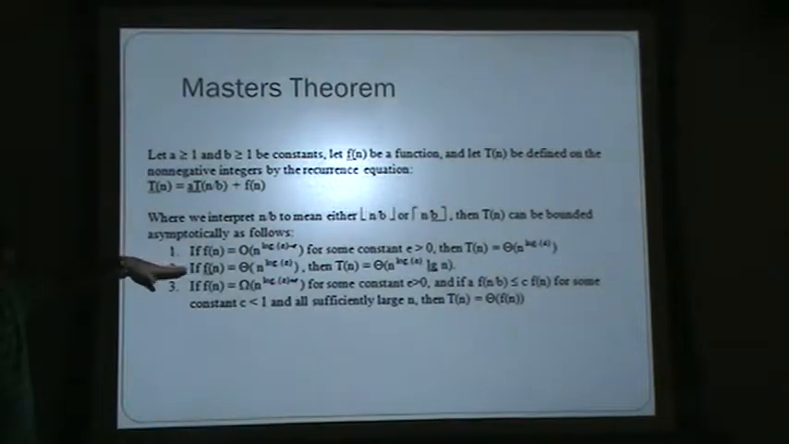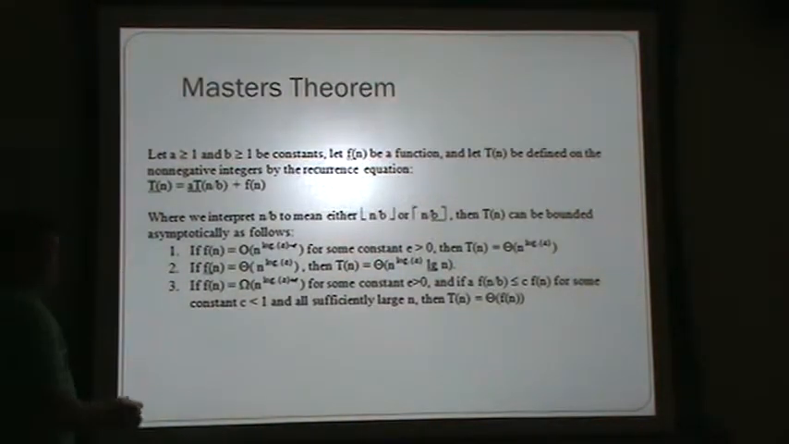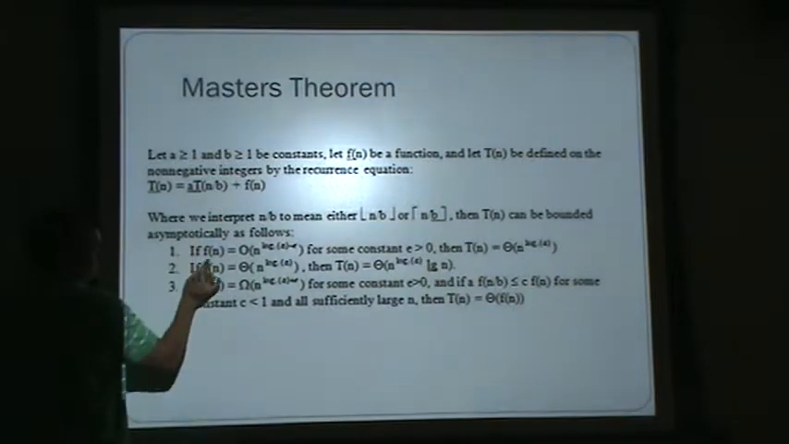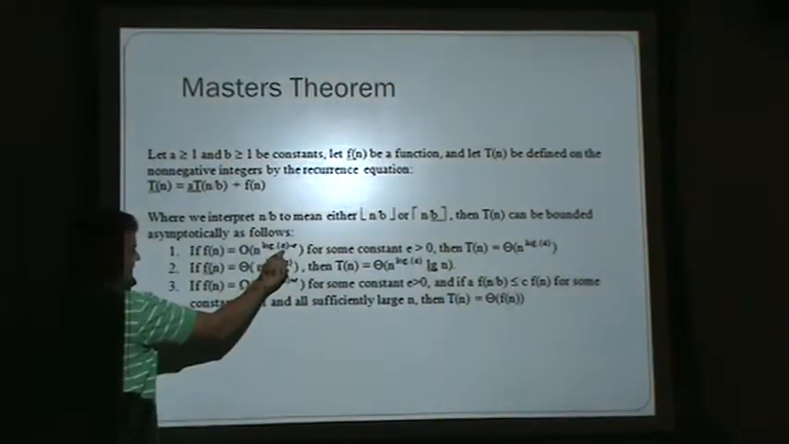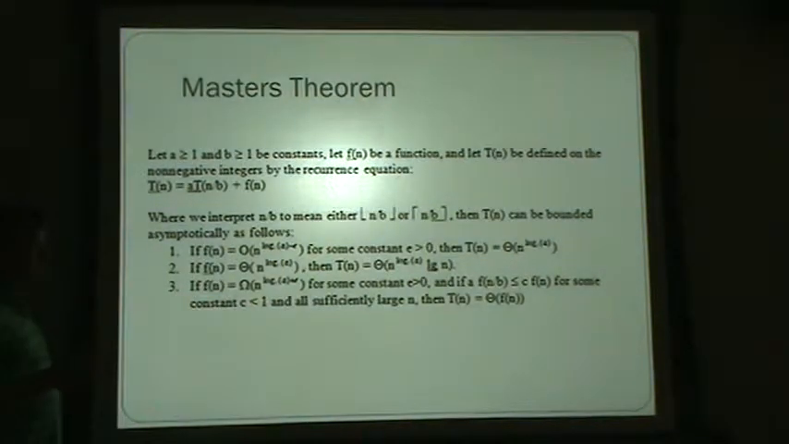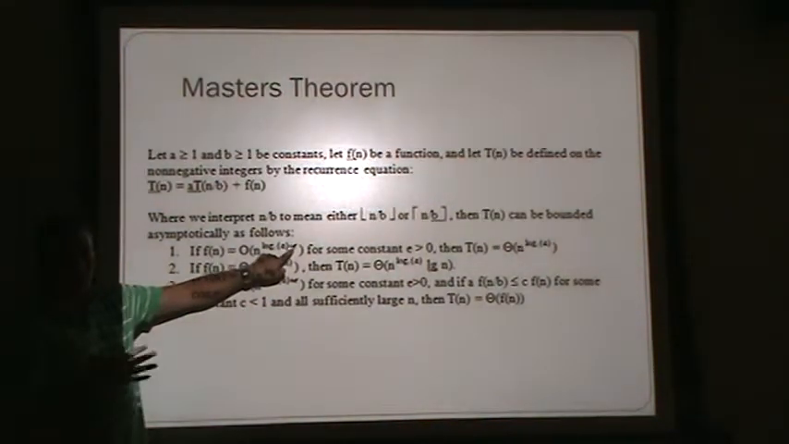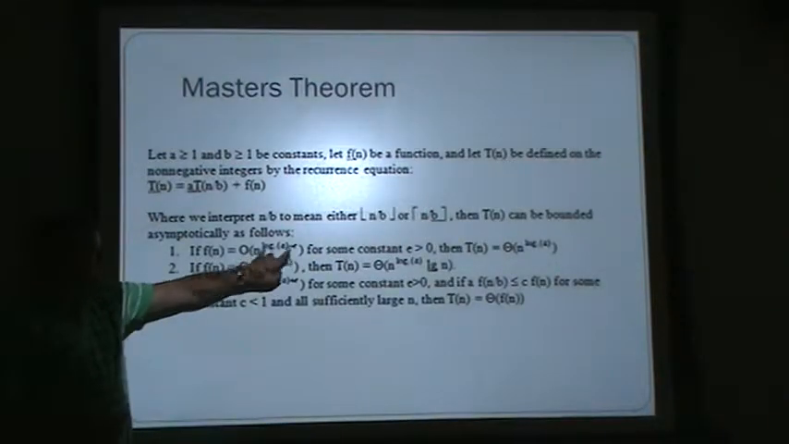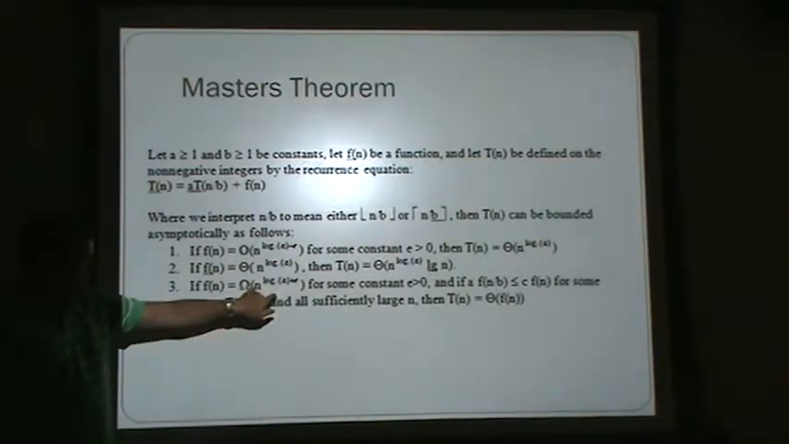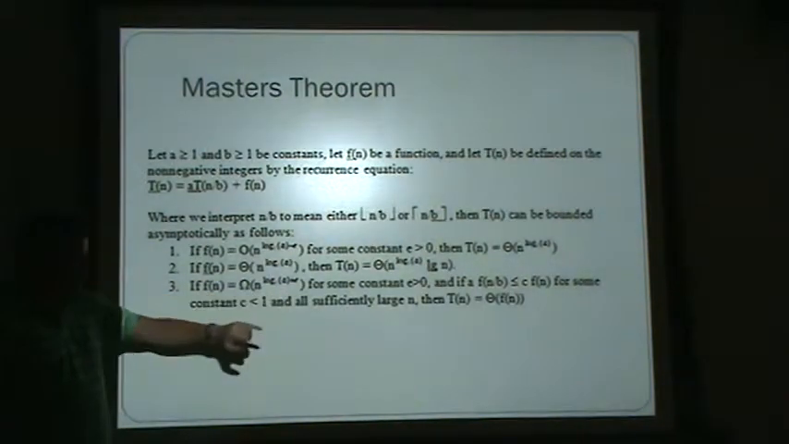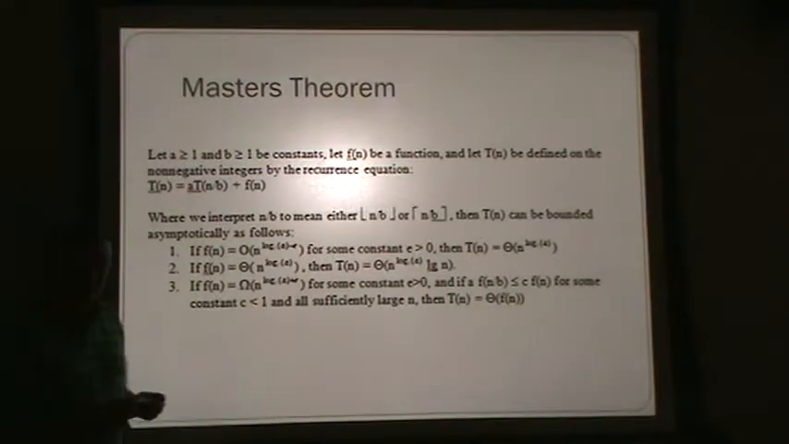So it's really like, case 2 is when they're equal. Case 1 is when the first term, the n to the log b of a, dominates the f function. And we had to actually do a minus epsilon to make them equal. That's the first case, and then the third case is where the function dominates the n to the log b of a term. Yeah?